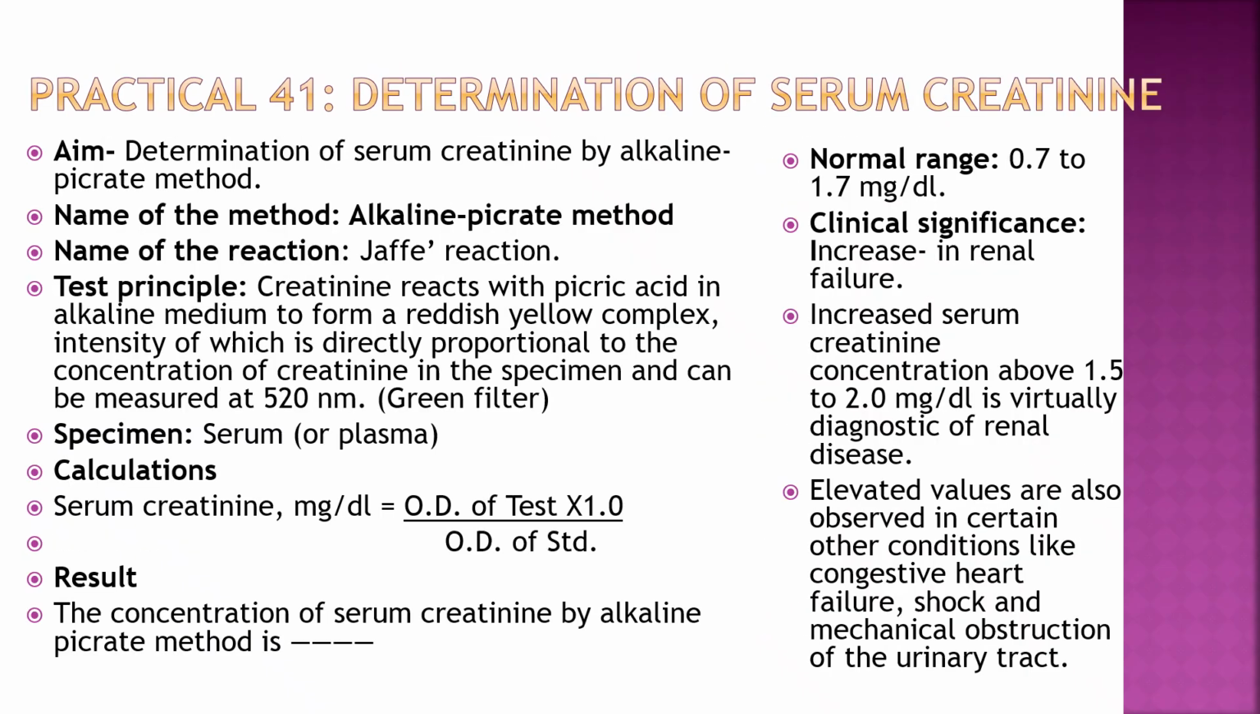Determination of serum creatinine by alkaline picrate method. Creatinine reacts with the picric acid in alkaline medium to form the reddish yellow complex, and then intensity is measured against the 520 nanometer filter. Calculation: OD of test divided by OD of standard into concentration of standard, that is 1. Normally it is 0.7 to 1.7 milligram per deciliter, and it is increased in renal failure.